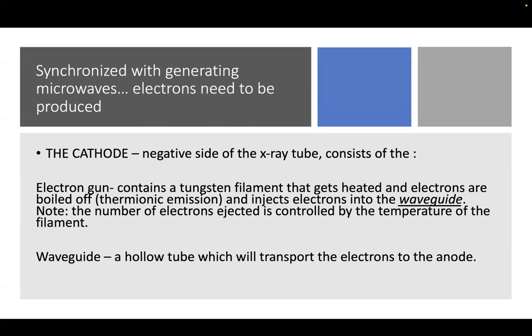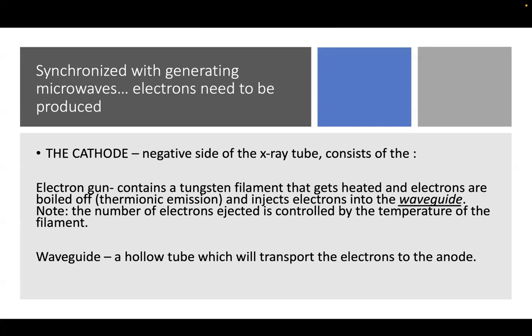So at the same time that we're generating microwaves, we also need those electrons to be produced. And like I said, the cathode is the negative side of the X-ray tube, and it consists of something called the electron gun. And that electron gun contains a filament. It's a tungsten filament that when it gets really hot, electrons are boiled off in a process called thermionic emission. And then when a voltage is applied, they will eventually go through a waveguide.